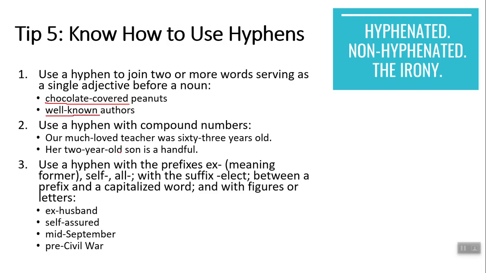Our much-loved teacher was 63 years old. Compound numbers, much-loved modifies teacher. That goes back to rule number 1. And then we have 63 years old. We actually should have a hyphen here and a hyphen here. Her 2-year-old son is a handful. Compound number there, 2-year-old.